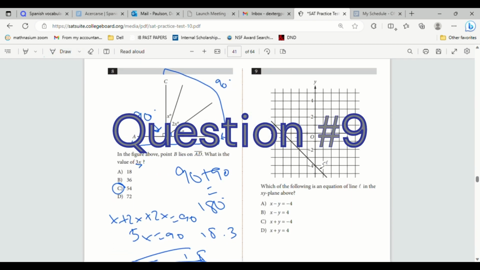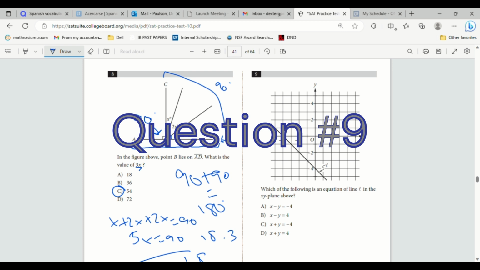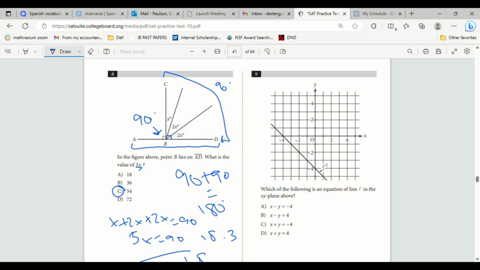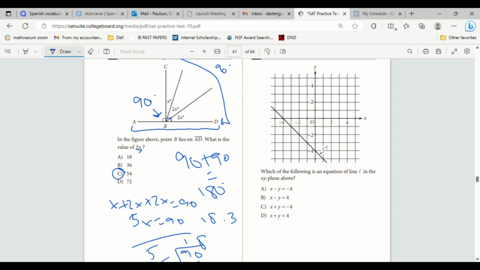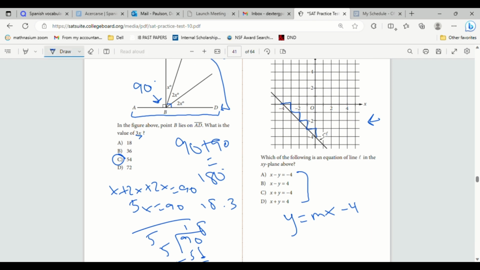Number 9. Which of the following is an equation of line L in the xy plane? So we can find the equation of our line in the graph and then just compare it with all the choices here. So we have a y-intercept of negative 4. So y equals mx, because we don't know our slope yet, minus 4. And then we can see that our slope is up 1 and over 1 to the left, which indicates a negative 1 slope, because it's negative 1 over 1. So y equals negative x minus 4.